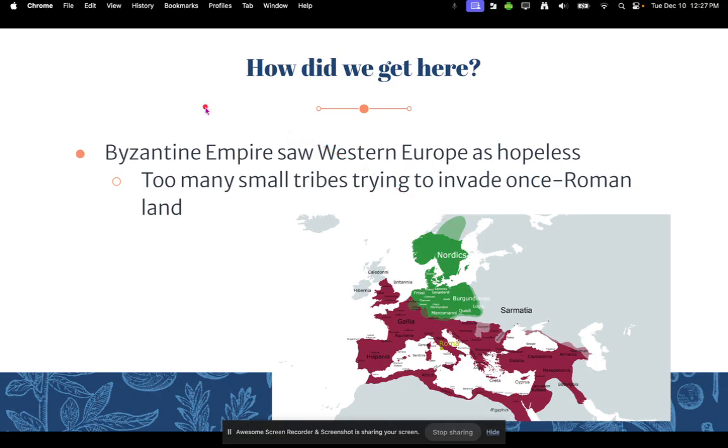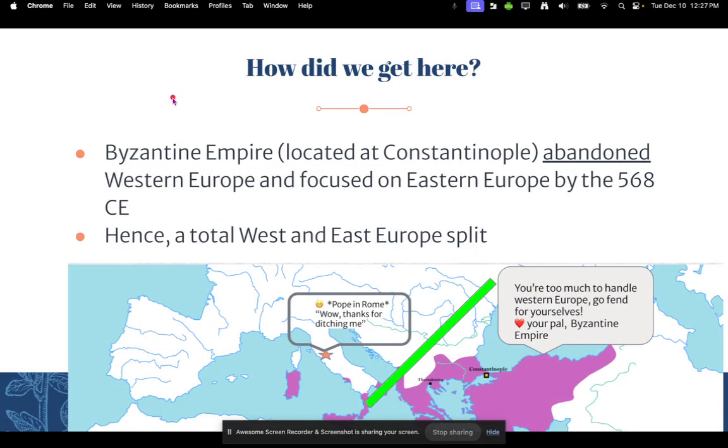So, the Byzantine Empire saw Western Europe as hopeless. That is because there were so many small tribes trying to invade the once Roman lands that it was just pretty much chaotic. So, the Byzantine Empire, which again is located at Constantinople, which is right here, abandoned the Western Europe and focused on Eastern Europe by the year 568 CE. So there was pretty much a total split in politics from West and East Europe.